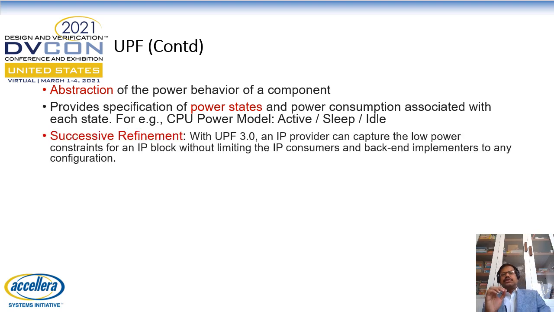The best feature of the UPF 3.x is it allows successive refinement of the power specification. We can start off with a very abstract listing of the power specification, and as the project moves ahead, as we get more information, we can start annotating those details into the same power model.